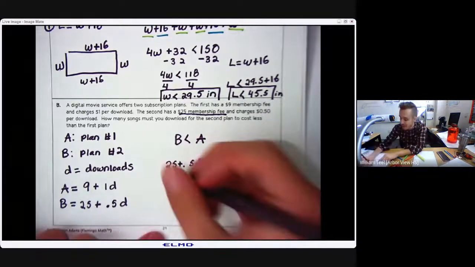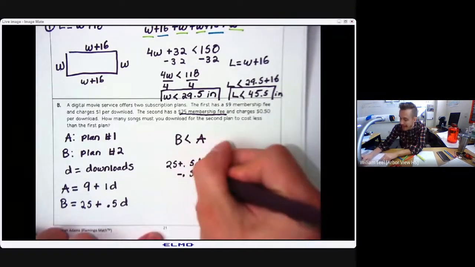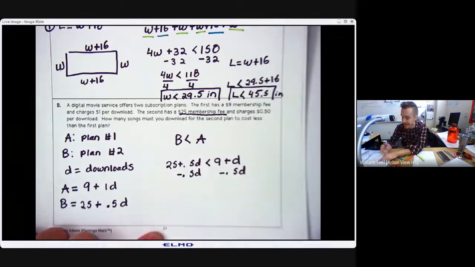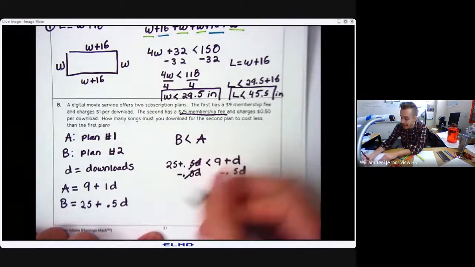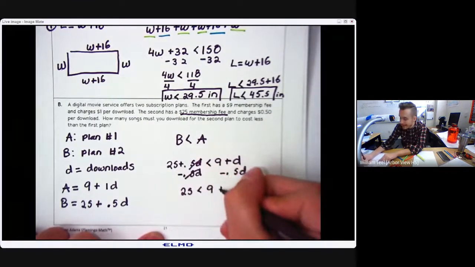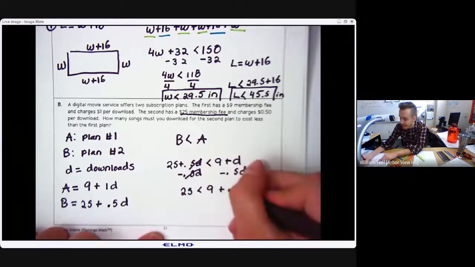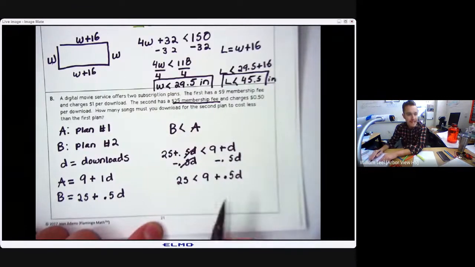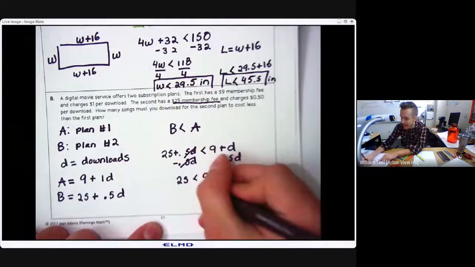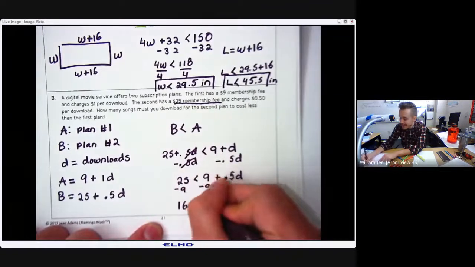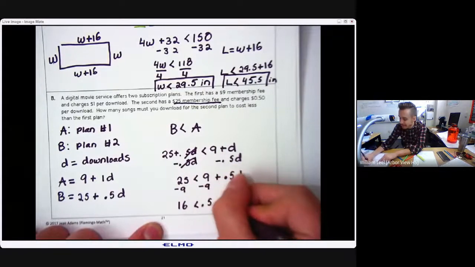So let's go ahead and subtract 0.5D from both sides. I want to isolate my variable, so I have to get all the variables on the same side. Those are going to cancel out, so I have 25 is less than 9 plus 1D minus 0.5D, which is just 0.5D. Then in order to get the variable by itself, I'm going to subtract 9 from both sides. 25 minus 9 is 16. That is less than 0.5D.